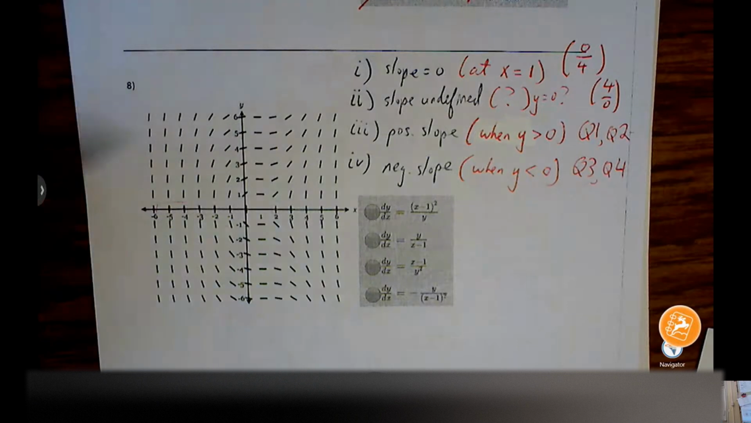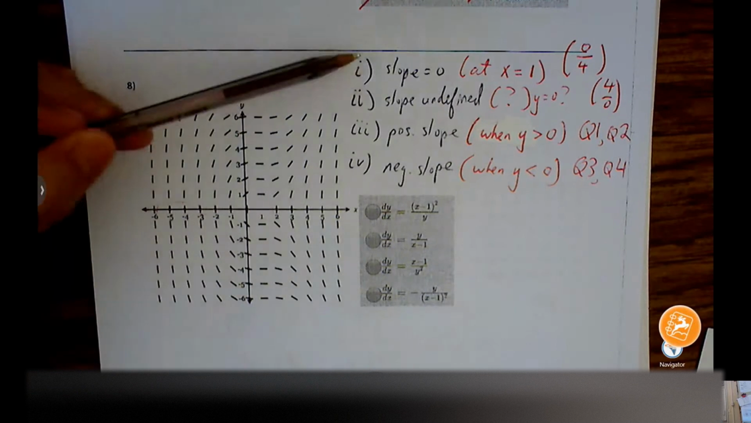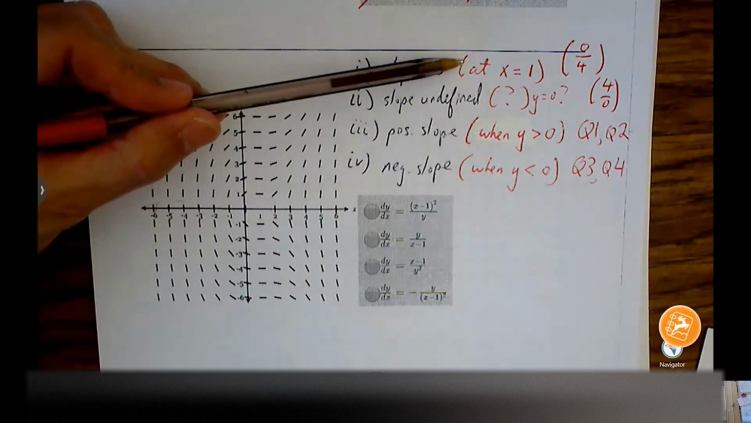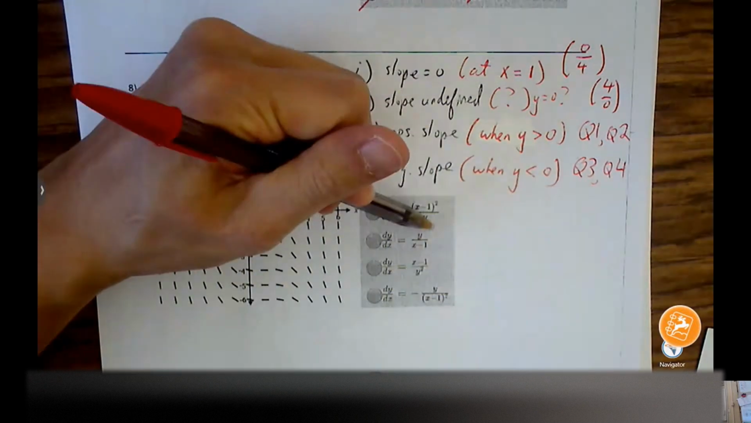How about the second one? That one would be slope undefined. This would be slope undefined, and we don't want slope undefined at 1, all right? Correct. That's wrong. So this is wrong. This is obviously wrong.